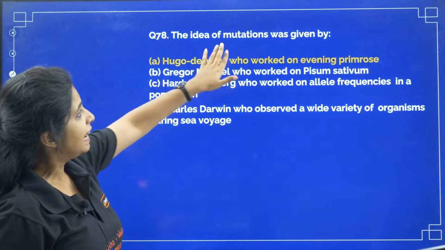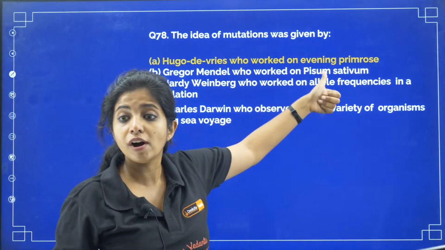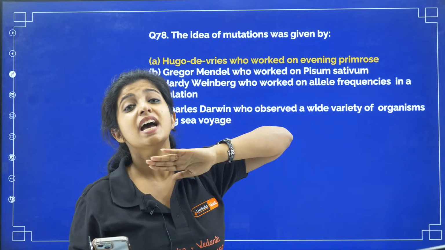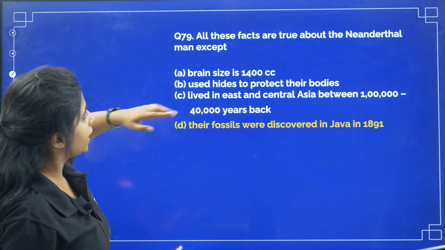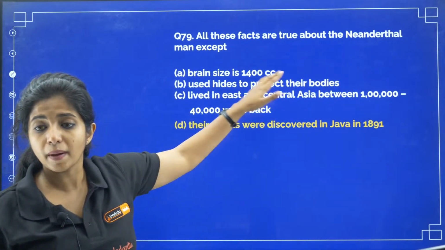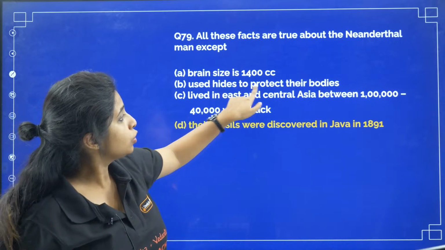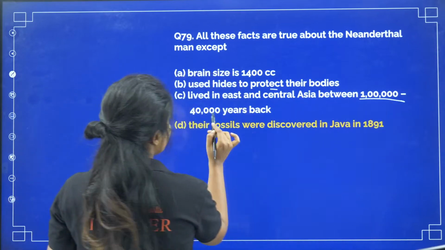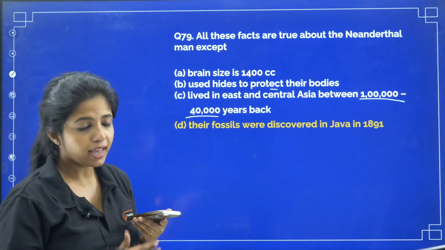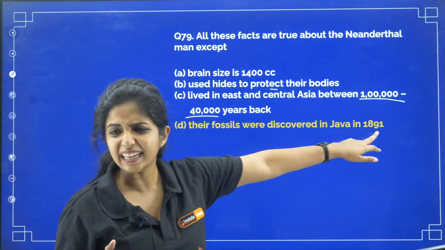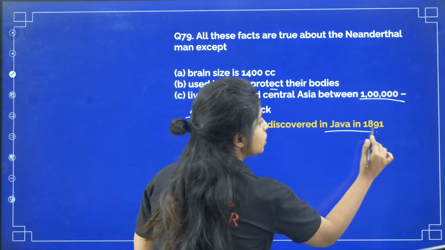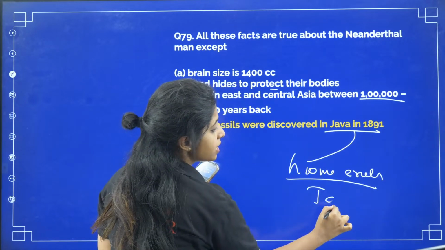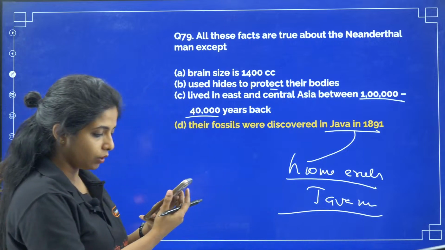Going ahead, the idea of mutation was given by Hugo de Vries, who worked on what? Evening primrose. He said mutations are what? Directionless, my dear children. Going ahead, all the facts are true about Neanderthal man, except one. I told you 1400 cc is correct. Height and lived 1 lakh to 40,000 years back is also important. Their fossils were discovered in Java in 1891? Wrong. Java is about Homo erectus. Homo erectus are also known as Java men.